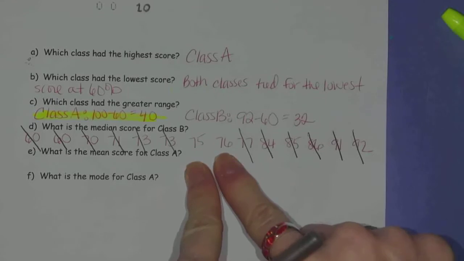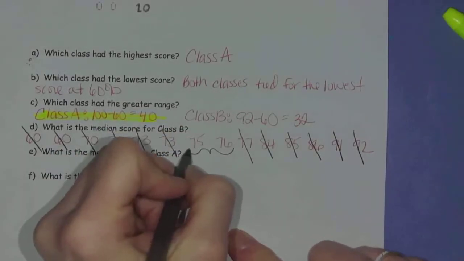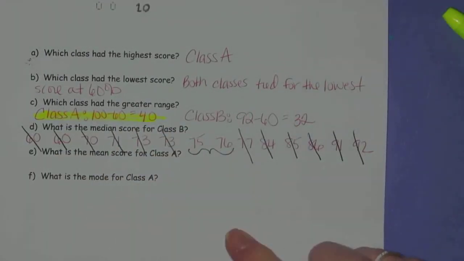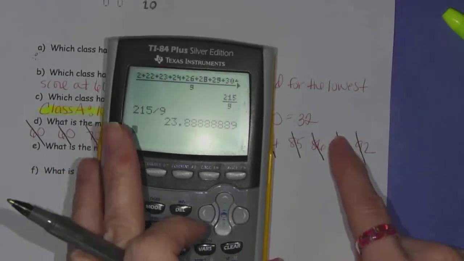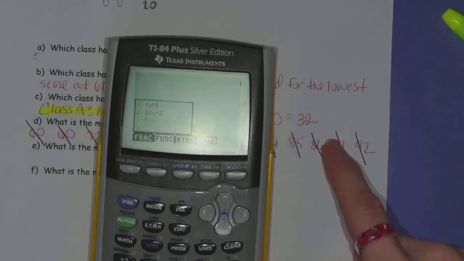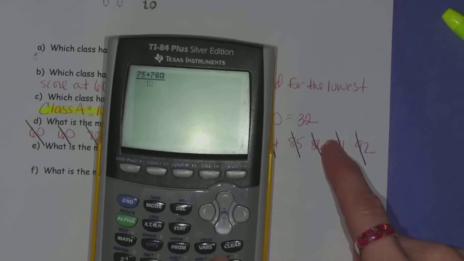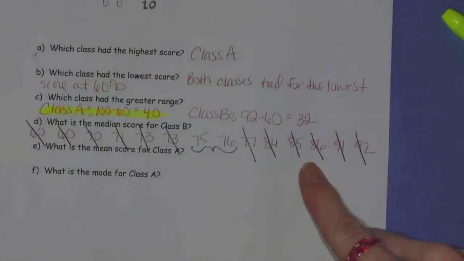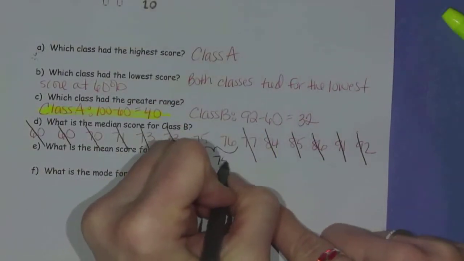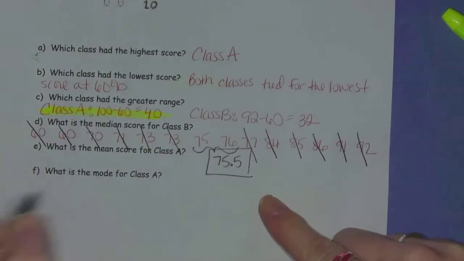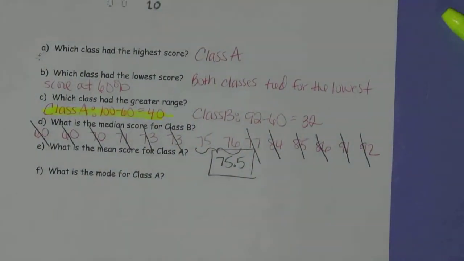So to find that median, I'm going to have to find the mean of a 75 and a 76. Now, many of you already know that's 75.5, but I'll show it. 75 plus 76 divided by 2 is 151 divided by 2, 75.5. So this is my median for Class B.